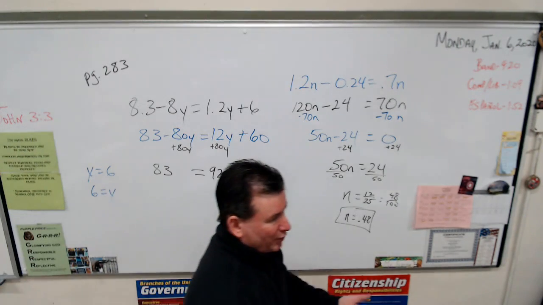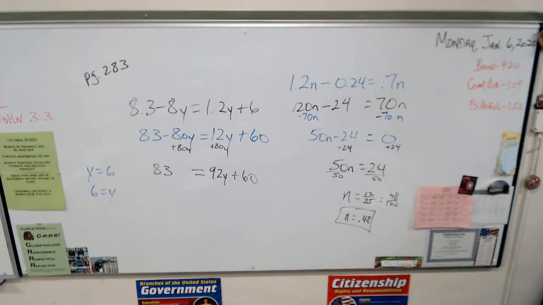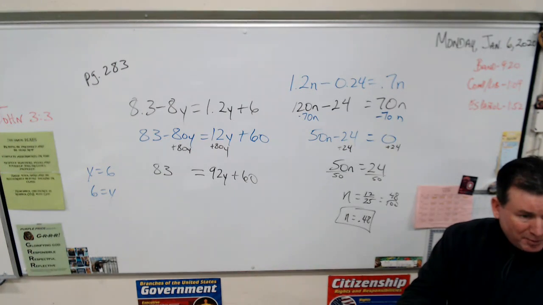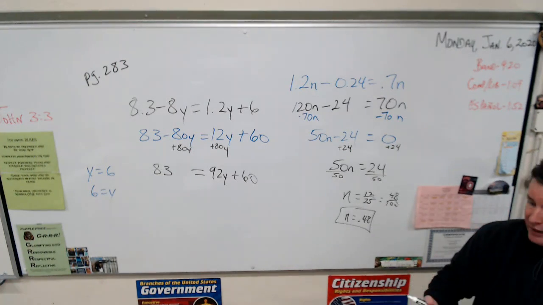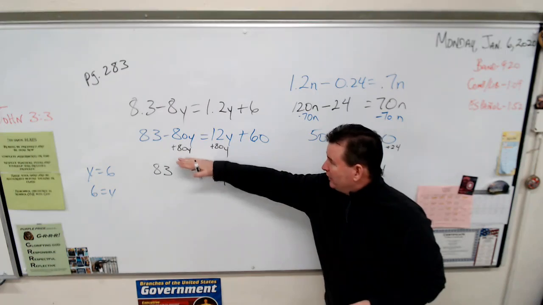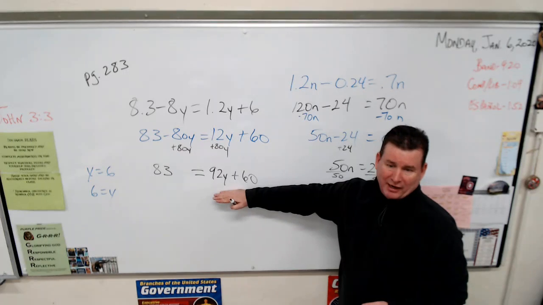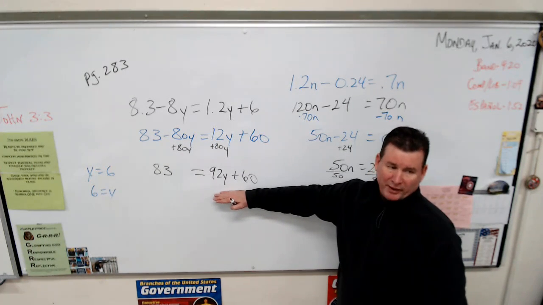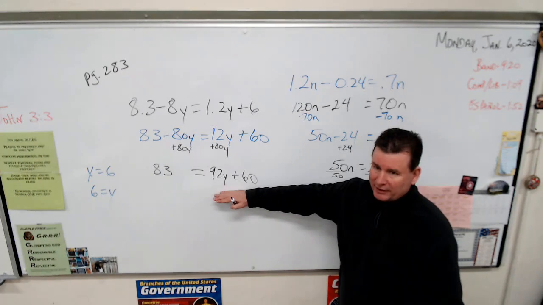Listen, algebra, what do you do? You combine like terms. You undo things by adding, subtracting, multiplying, or dividing, as long as you do it to both sides. Look, by doing this, I've got my y on one side now. That's what I need to have. You're not all paying attention. Quit looking at the clock. Quit thinking about anything else.